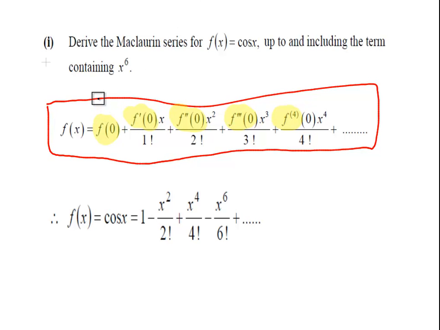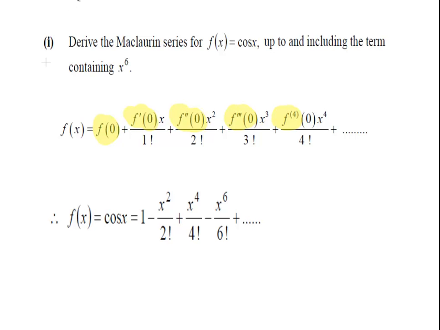The important bit is, remember our pattern. So f of 0 was 1. The first derivative of f of x evaluated at 0 is 0, so this whole term goes to 0. The next term was the second derivative of f evaluated at 0. That was minus 1. This is 0 again. And this is 1. And so on. We have 0.